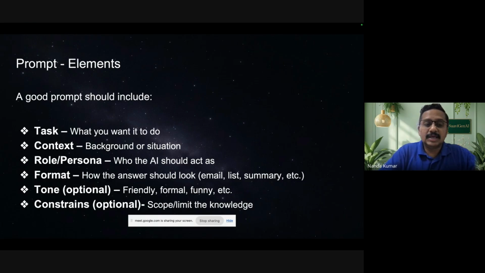Okay, and in the same way, format is how you want the output to be, what the tone should be, and all these other parameters. Right now, as of now, you only remember task, context, and role. Okay, this is very important as we progress.